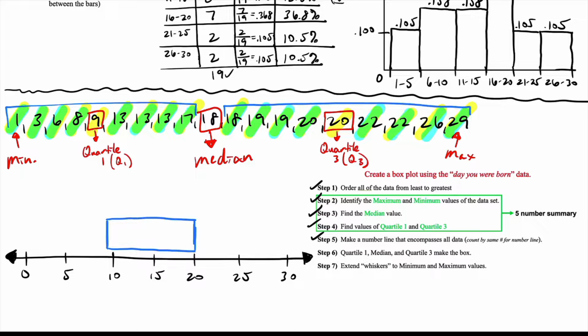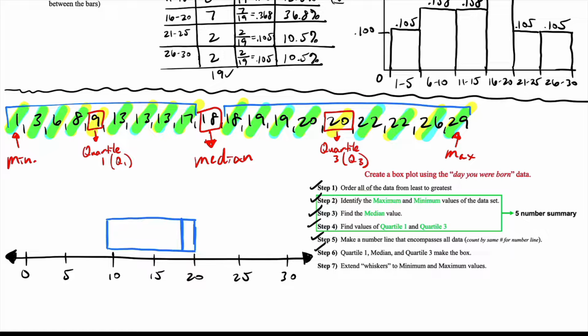The last thing you do with the box is the median. The median was 18. The median's always going to be inside the box. So the median, let's see, 18's around there. Step 6 done.